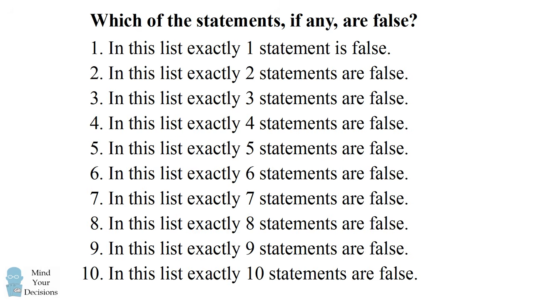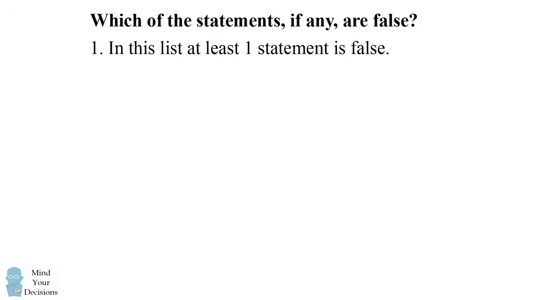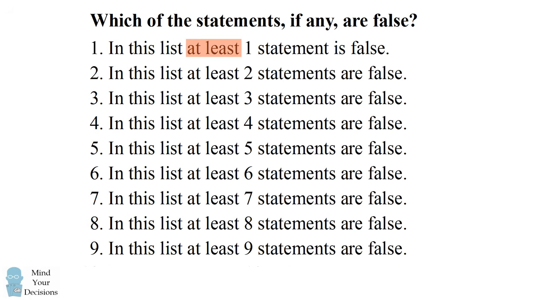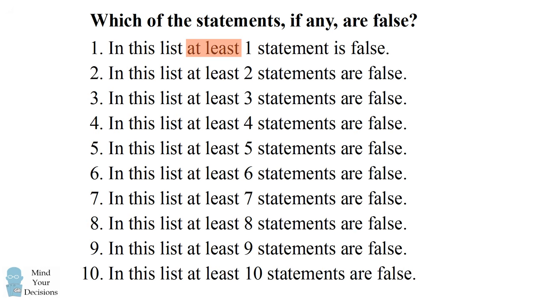While you're working on that problem, also try and figure out this variation. It's the same list of 10 items, except the word exactly is replaced by the words at least. Give these problems a try, and when you're ready, keep watching the video for the solution.